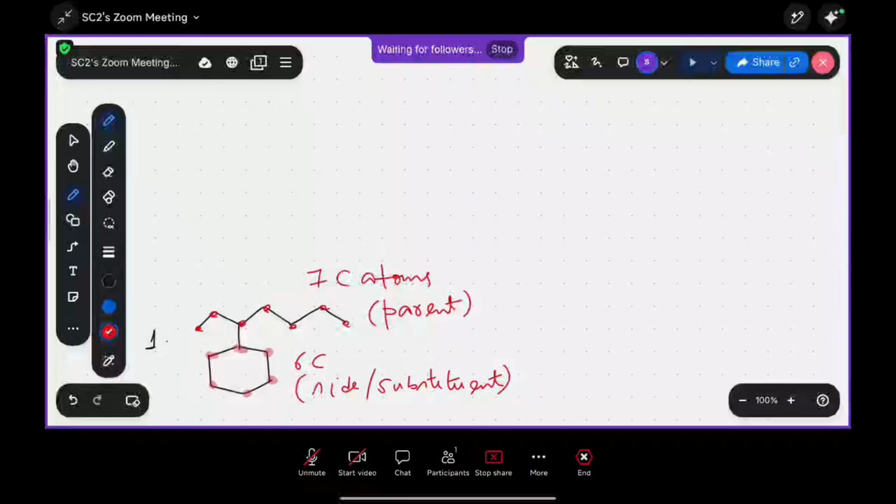7 carbon atoms, whereas the ring is having 6 carbon atoms. So ring behaves as the side chain or the substituent, and the alkyl chain behaves as the parent chain. Now let's do the numbering as we do. It's 1, 2, 3, 4, 5, 6, 7. If you number from the left hand side, then at the third position, we are getting the ring. And what is the ring? It is having 6 carbon atoms, so it is cyclohexyl system.